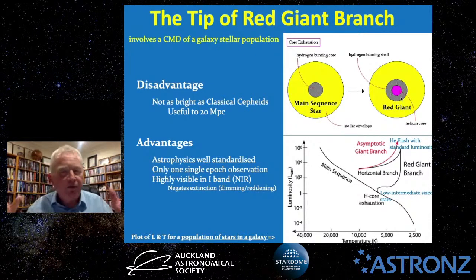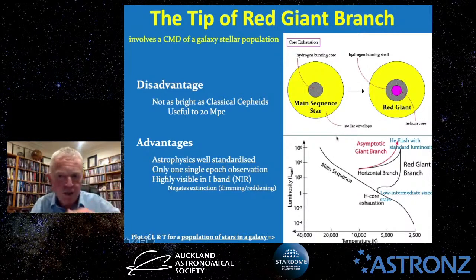You don't see a big flash from the outside of the star, but what you do see is when you plot all these multiple stars up here, you see the brightest stars on the red giant branch get up to a certain point and then they drop away after the helium flash. And they call that the tip of the red giant branch. And the astrophysical processes going on there are well understood and well standardized. So that's a very good thing, and the other thing is it's in infrared that they do it. So that's the tip of the red giant branch.